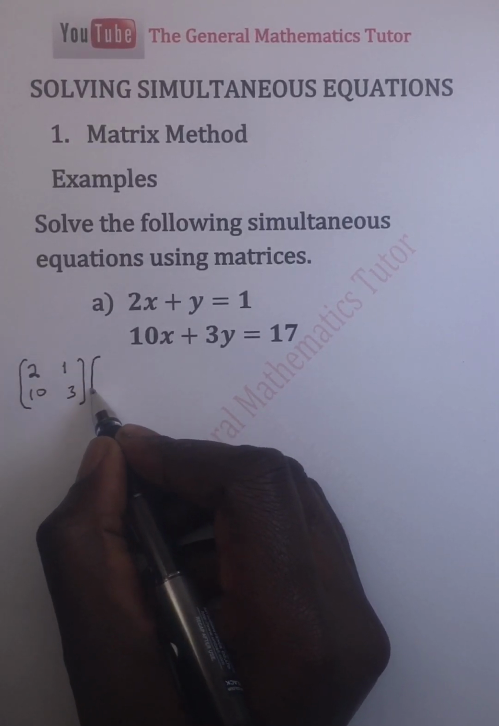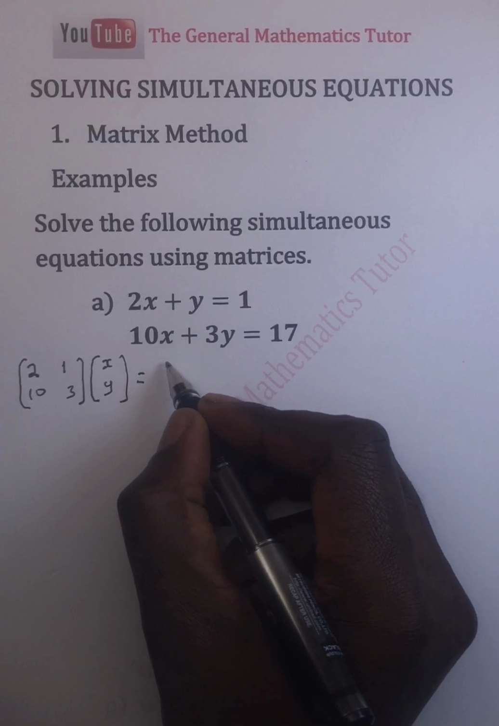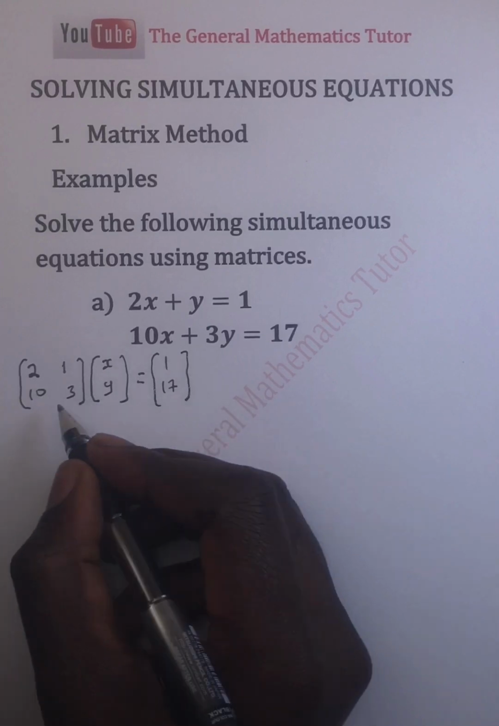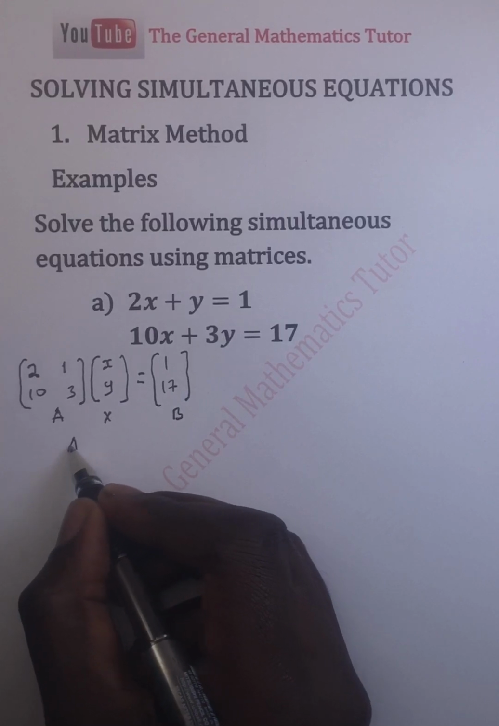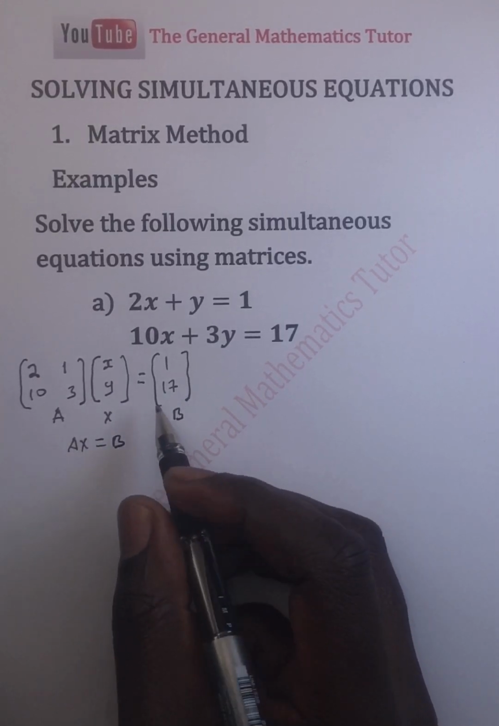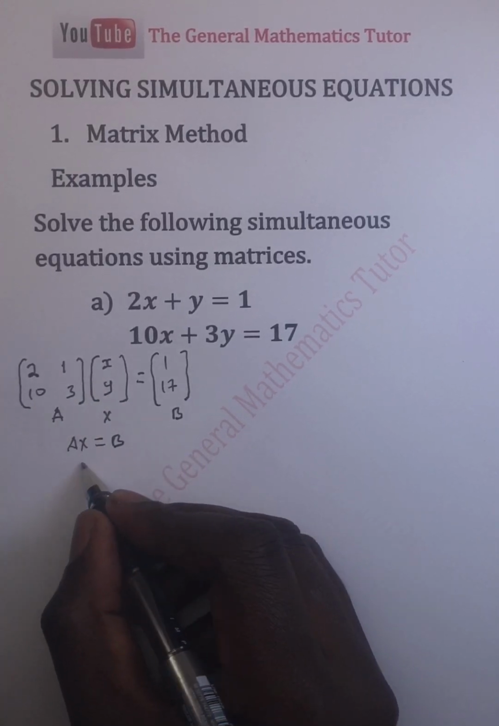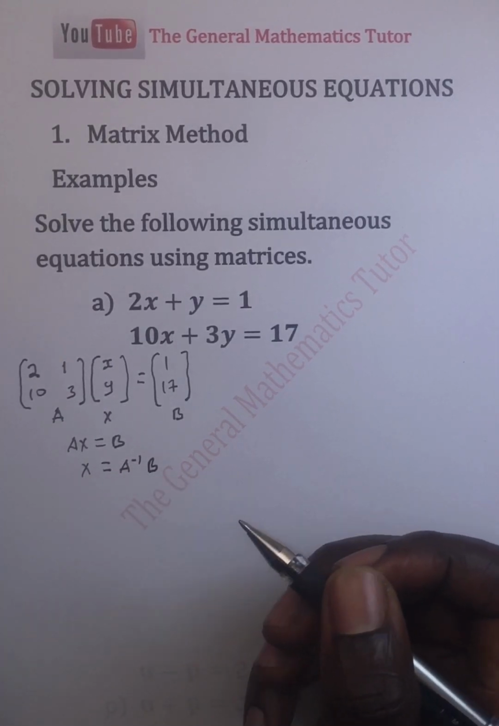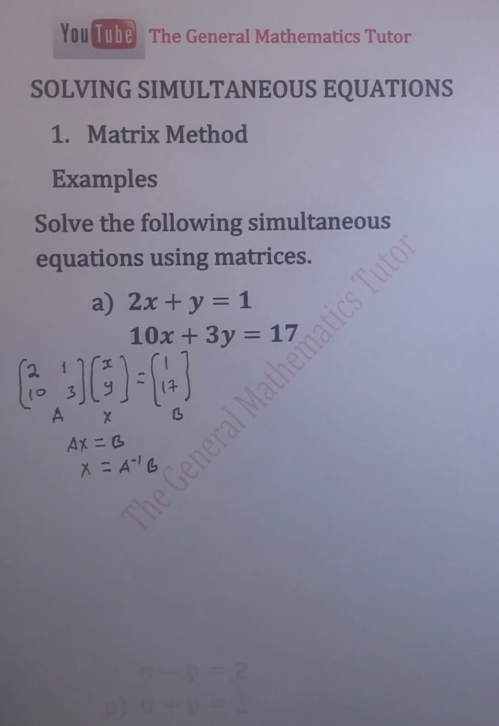Then the second matrix is the matrix of the variables, that is x and y. And then we have the matrix of the results, that is 1 and 17. So you can name them as A, X, and B. So it's like you have A times X is equal to B. But remember, you are trying to look for X and Y. So the unknown is X. So you can obtain the unknown as the inverse of A times B. Because you divide both sides by A, it will be B over A, which can be rewritten as A raised to power negative 1 times B.